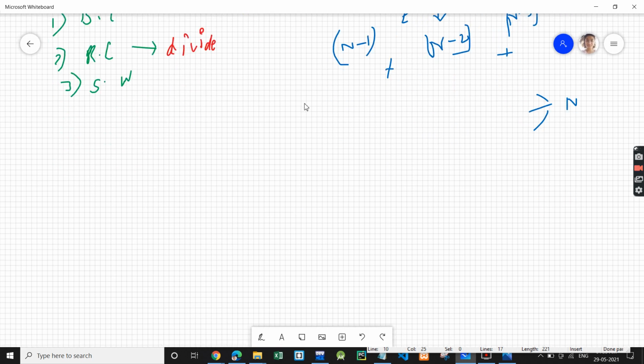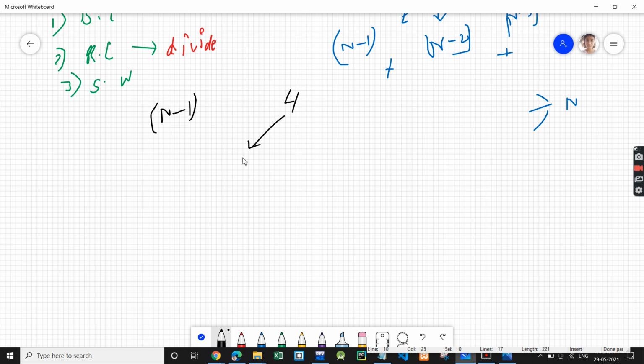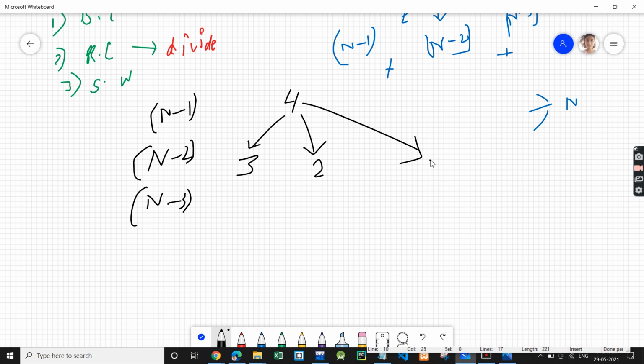So let's discuss the recursive tree. If we have 4 stairs, we have to calculate how many possibilities or ways there are to reach the n minus 1th stair, which means 4 minus 1, that is 3. How many ways are there to reach the n minus 2th stair, which will be 4 minus 2, 2 stairs, and how many ways will there be to reach the n minus 3 stair, right? So this will be 4 minus 3, 1.